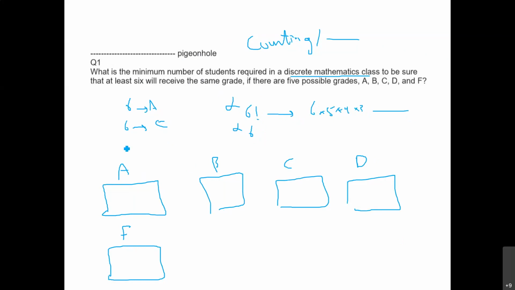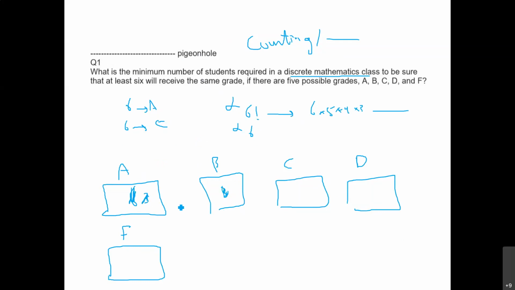Like, hey, if you have 6 students in your class, it's possible they all got an A, but it's also possible that 3 got an A and 3 got a B. No, it's not 6 factorial, nor 6. What's the least number of students you need to reach this?